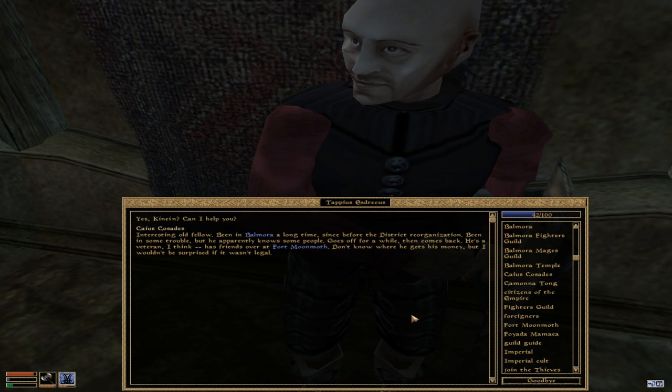Interesting old fellow. Been in Balmora a long time, since before the district reorganization. Been in some trouble, but he apparently knows some people. Goes off for a while, then comes back. He's a veteran, I think. Has friends over at Fort Monmouth. Don't know where he gets his money, but I wouldn't be surprised if it wasn't legal.